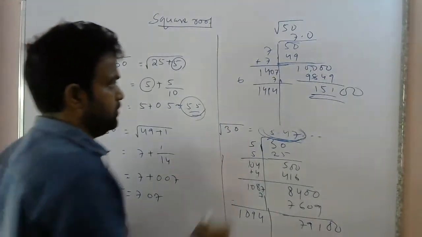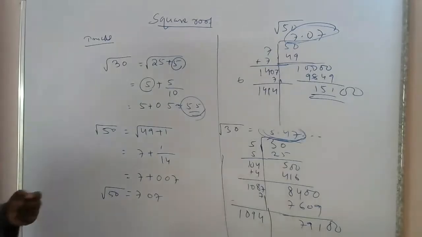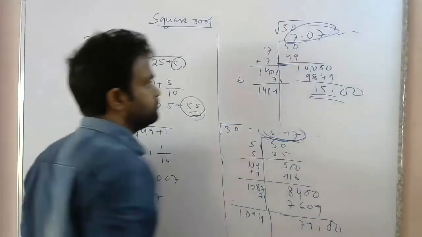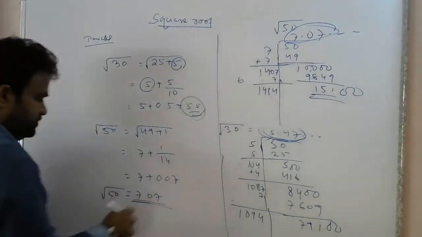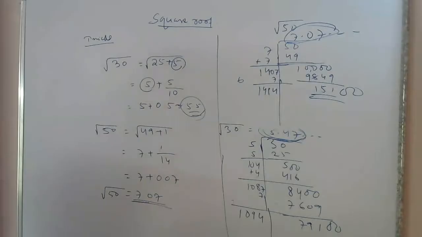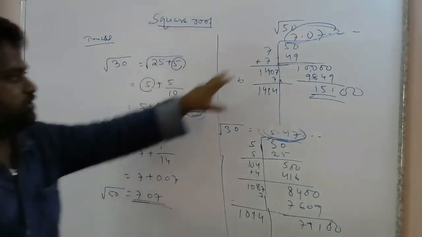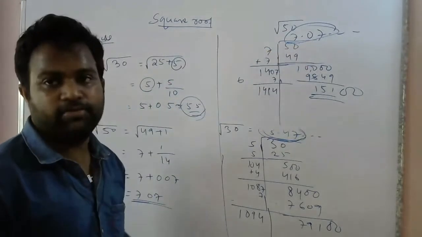Okay, but at least we got 7.0, up to 2 decimal numbers we are getting correct. So next other numbers will come. Up to 2 decimal numbers we are getting that square root of 50 is 5.07 in our trick. Using the trick also you can calculate, and here also you can see with a long division method we are getting the same number.